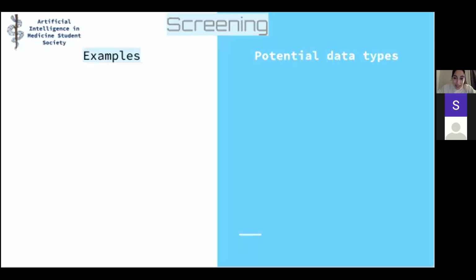Okay, so screening. In terms of screening in a primary care setting, so let's say in a family doctor's office, in the chat, type in what comes to mind when you're screening. What exactly are you screening for?